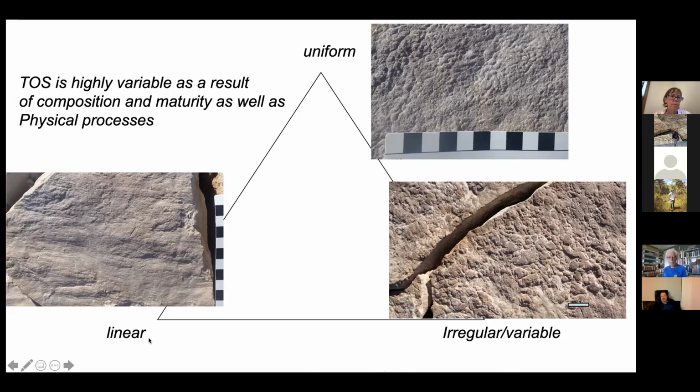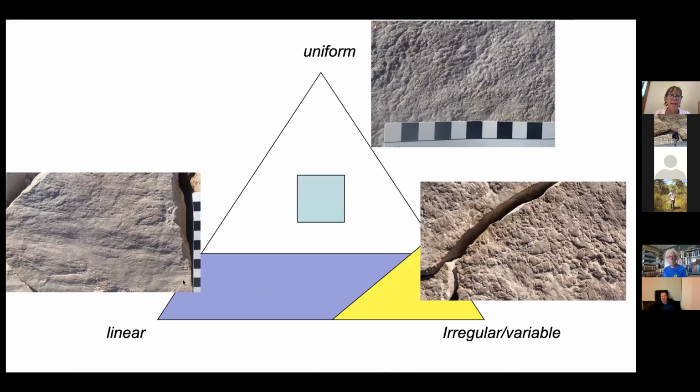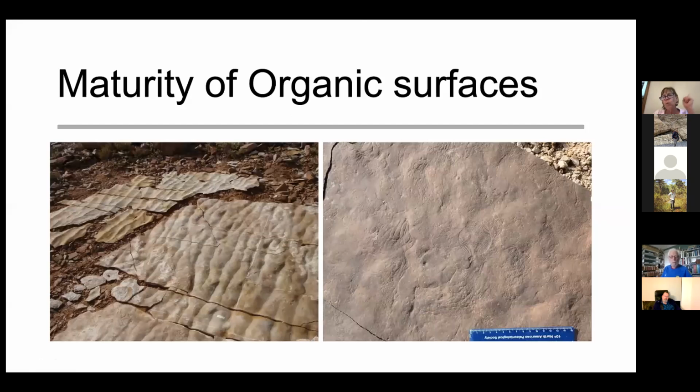And using this, we can plot beds. This is a single bed. I didn't even put names on, so it wouldn't matter. Just three beds and the combinations of these that they have. But really, one of the most critical things in terms of organic surfaces for both the ecology and sedimentology is the maturity of organic surfaces.